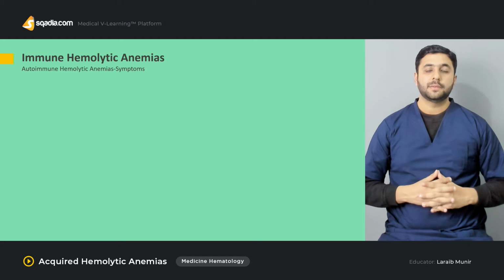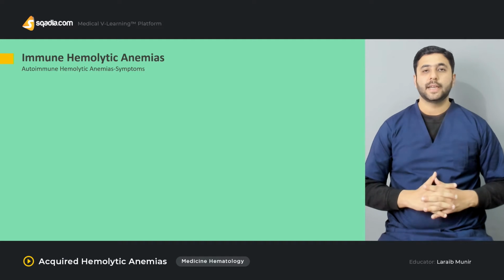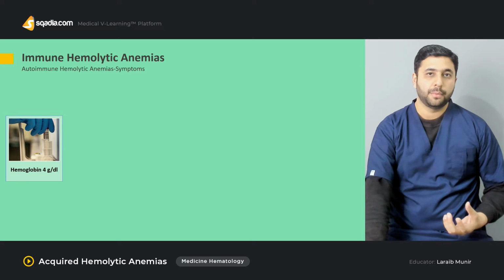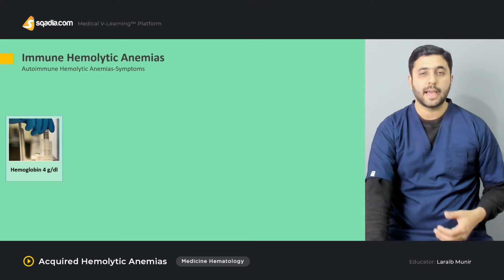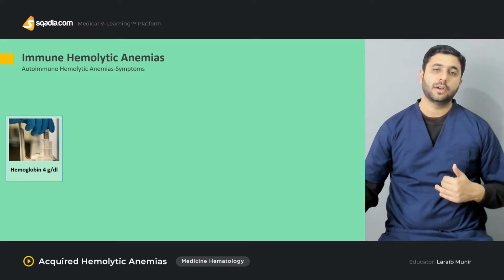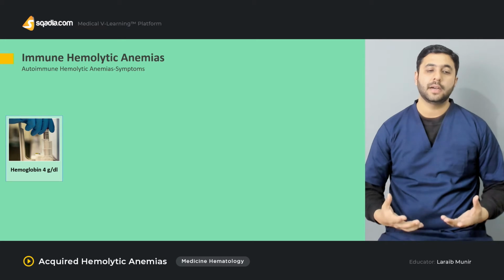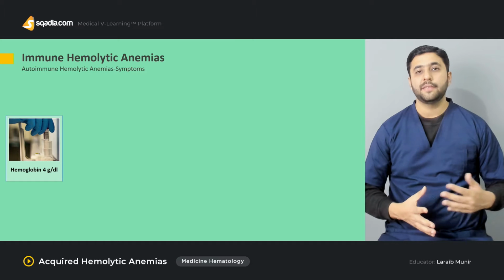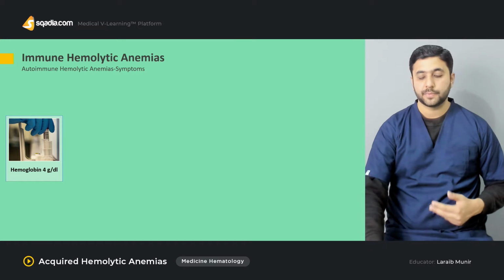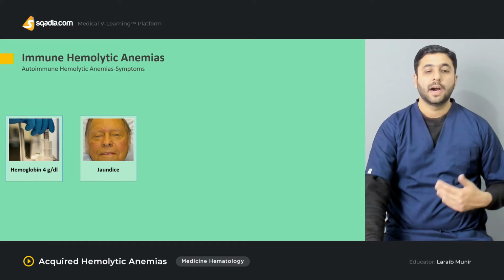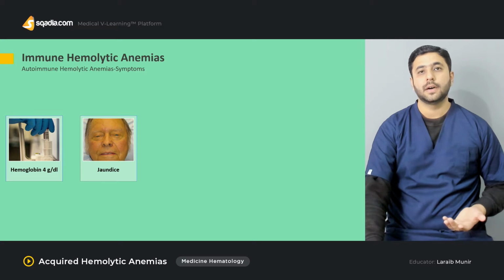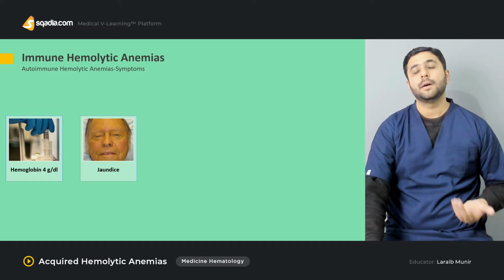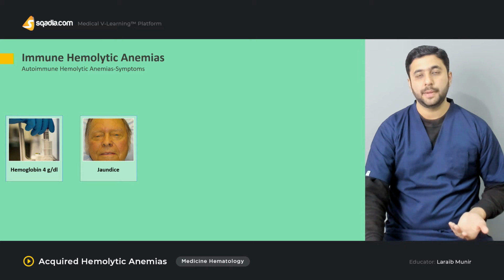What are the signs and symptoms with which a patient with an autoimmune hemolytic anemia presents to us? These patients have a very low hemoglobin count. The anemia can be brisk or it can be chronic over a very long period of time. But generally, if it occurs over a shorter period of time or it is acute, the hemoglobin level can be as low as 4 grams per deciliter. So the patient will have profound anemia. Along with that, because of the RBCs breaking down and the hemoglobin being released, the patient will have jaundice because of an increase in the unconjugated bilirubin level.